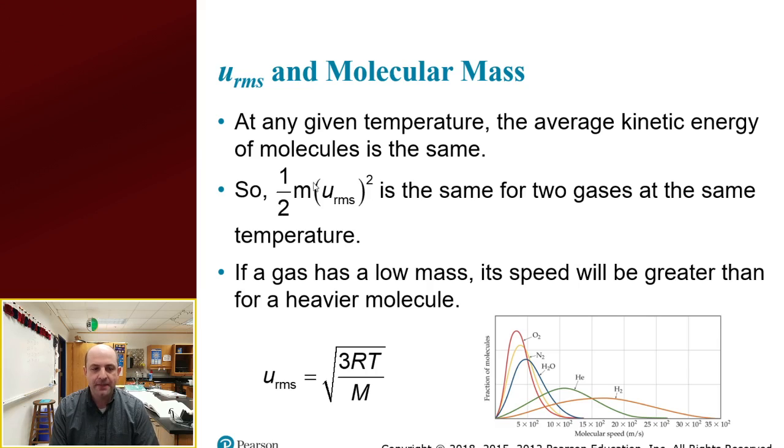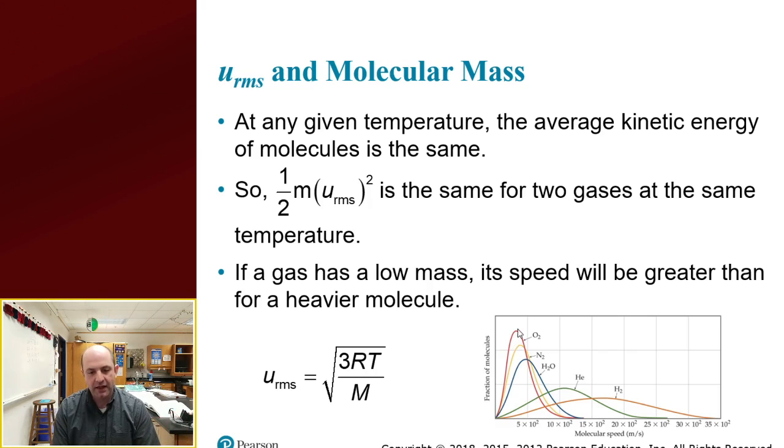The key is the masses are different. Well, that means the root mean squared speed will be equal to the square root, and this is coming from some derivation, don't worry about this, of 3RT divided by the molar mass. That capital M is molar mass. That means if you have a very large molar mass, this whole number becomes smaller, you'll have a slower speed.